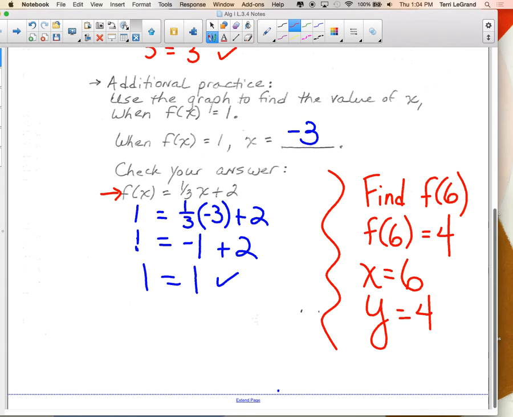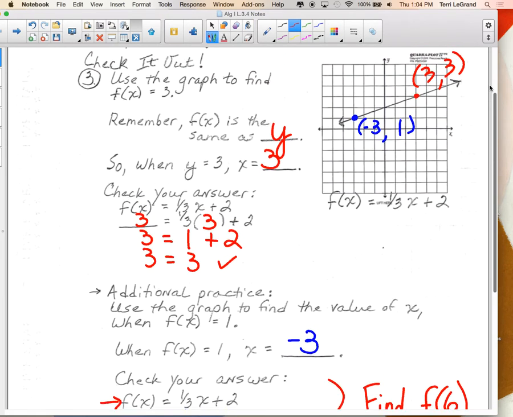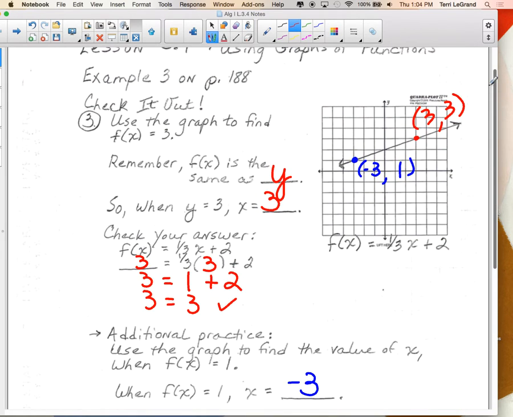Okay, what's another way we can do that? What did you do, Carson, since you answered it? Looked at the graph, since 6 is the x value, you go to 6 on the x axis, and then look for the y value. It's right there. 6, 1, 2, 3, 4, or 6, 4.